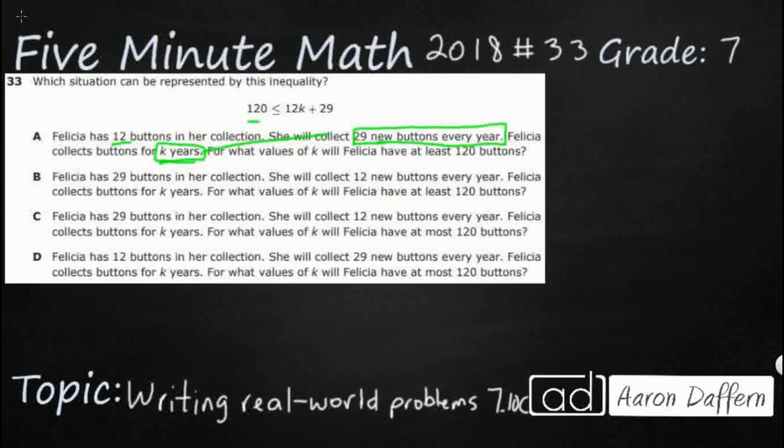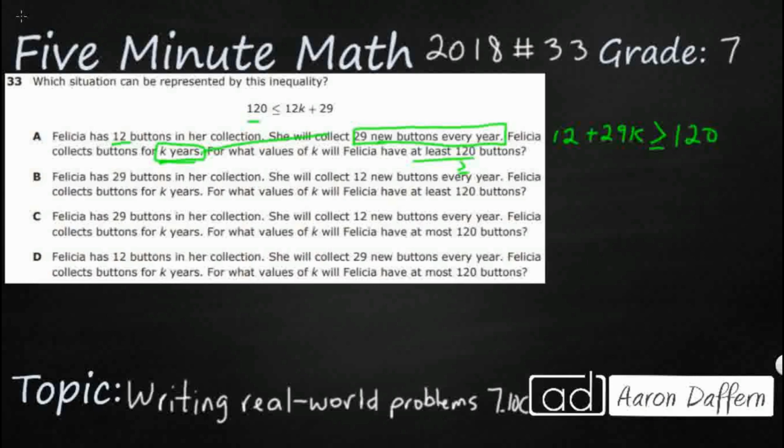So let's see. I'm going to kind of build this from left to right. I've got 12 buttons in her collection. And she's going to collect 29 new buttons every year. So start with 12. We're going to add 29. And then the k is going to be the year. So 29 per year. She wants to have at least. So at least lets me know it's going to be greater than or equal to. So I want to be greater than or at least equal to 120.